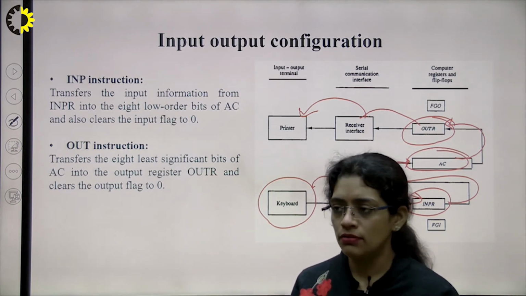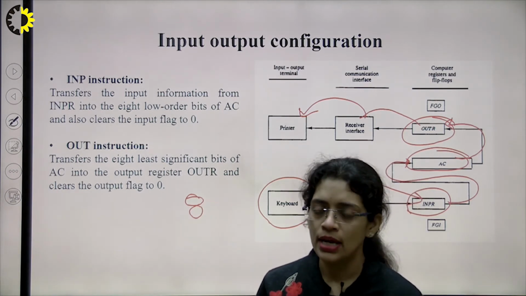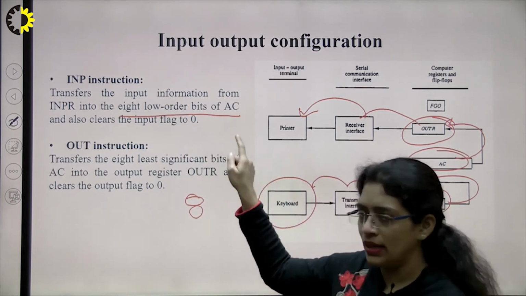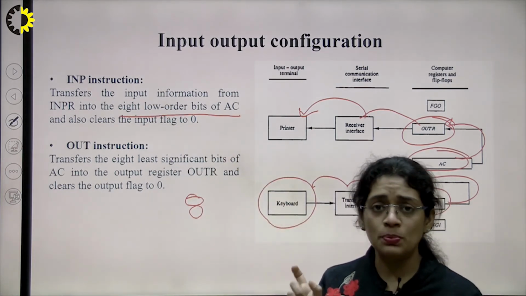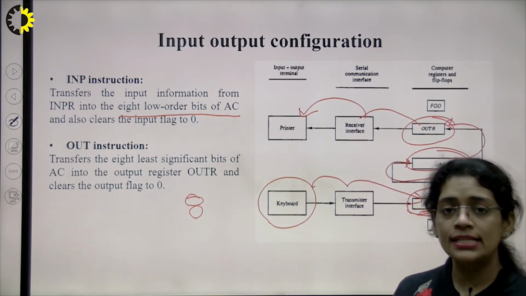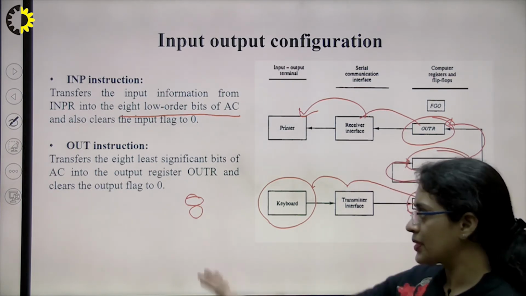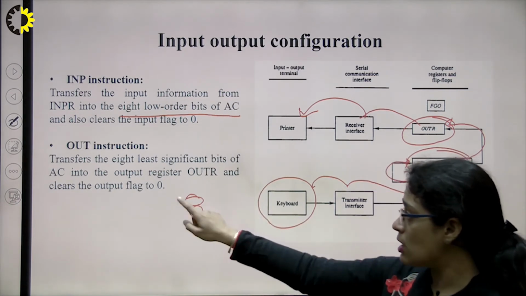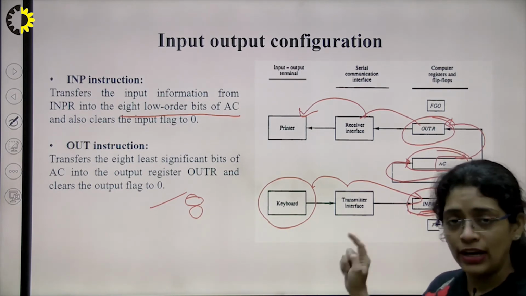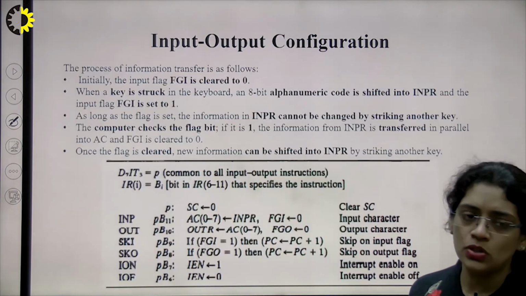So in case of input and output, we just need 8 bits. We don't need 16 bits. We just need 8 bits. So we can see the 8 low order bits of accumulator, right? So that data is being taken from the INPR. When the data is there in input, so from INPR register we will be transferring it to accumulator. That's the input instruction. In case of output instruction, the least significant 8 bits of accumulator is being transferred to the output register. So this is how these two instructions work.